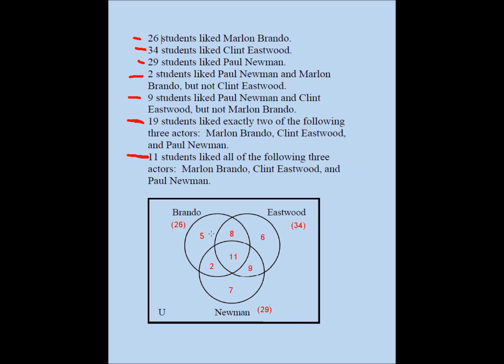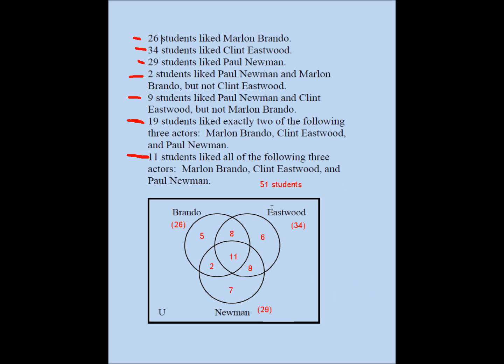All right, so we filled out 7 of the 8 spots. We need to find a number for this spot. Remember, these are the people who did not like any of the 3 actors. Now, how do we find that? Remember, on the very first page, we noted that there were 51 students who were surveyed altogether.